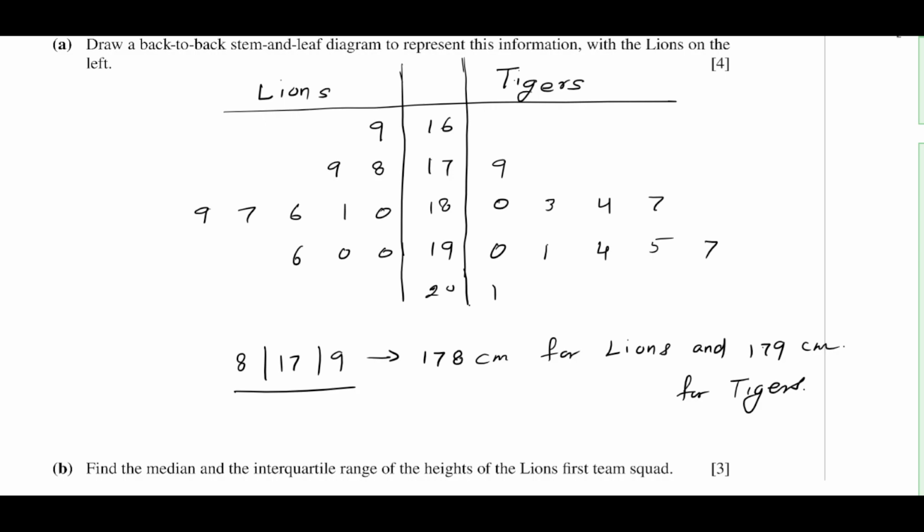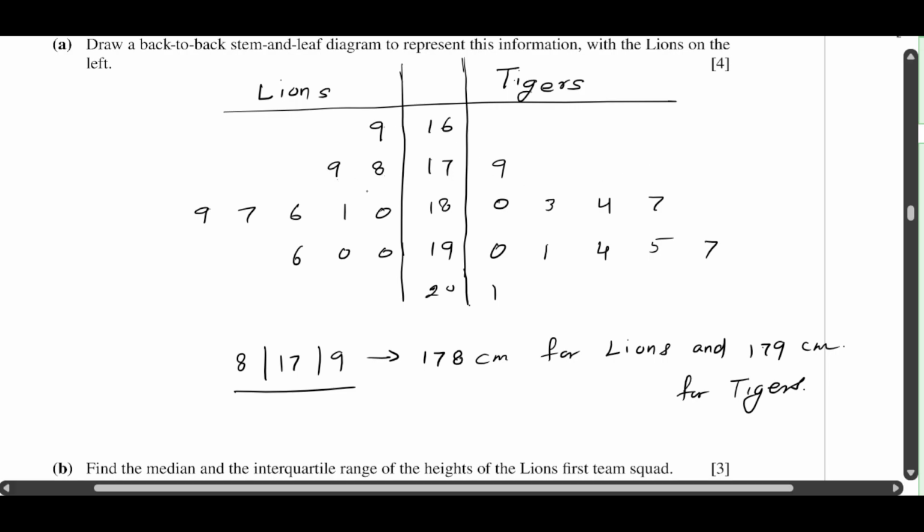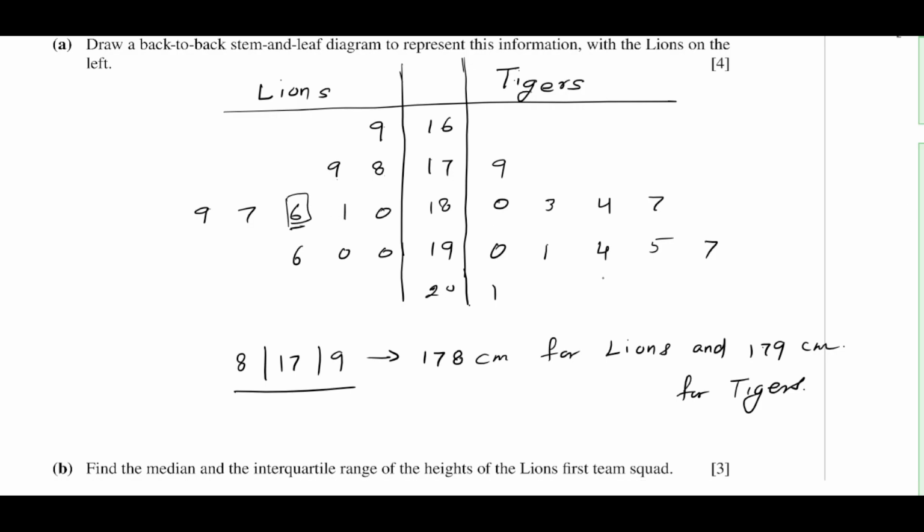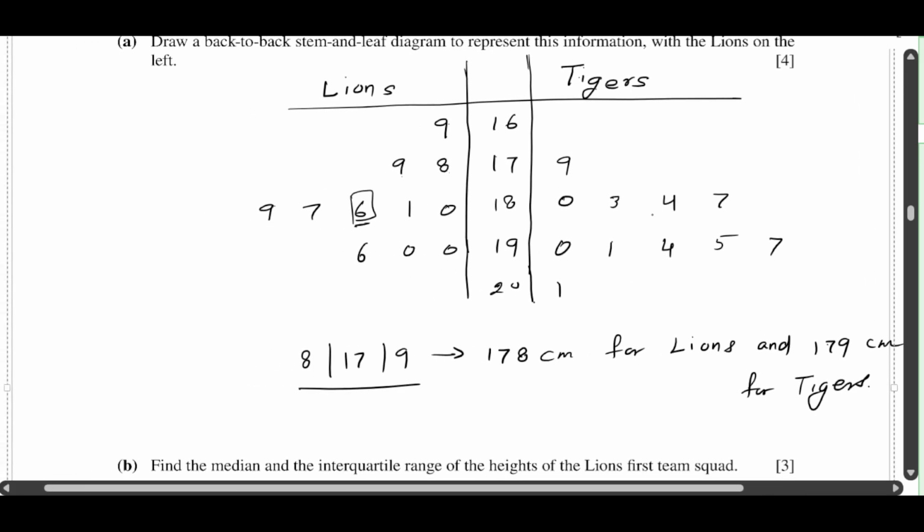For the median, how many terms do we have? 1, 2, 3, 4, 5, 6, 7, 8, 9, 10, and 11. So we have 11 terms, so the sixth term will be the median. The sixth term is 1, 2, 3, 4, 5, 6 here. So I will say that 186 is the median.